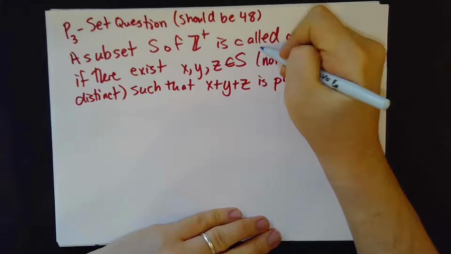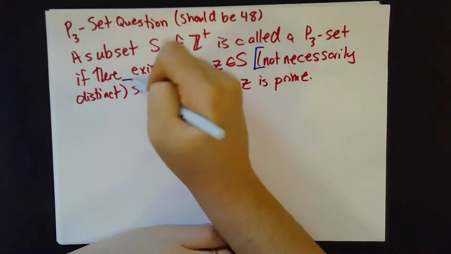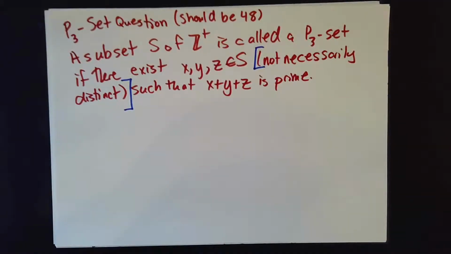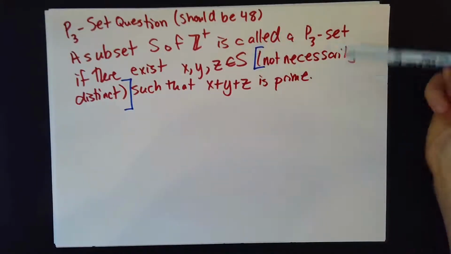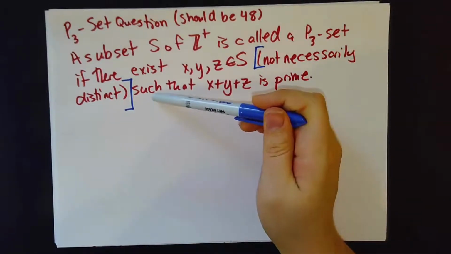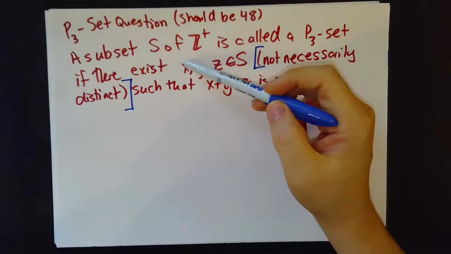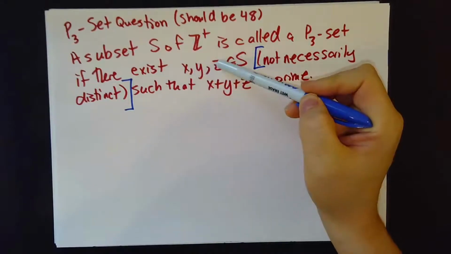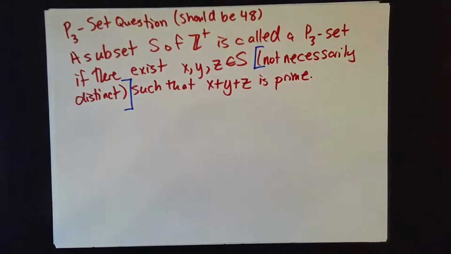And I do want to emphasize, by the way, this not necessarily distinct phrase is just a nicety because I've seen people do this question before and forget about this. But even if I did not say this, it would still be implicit in the notation that any variables I pick could be the same unless I specify that they cannot be the same.